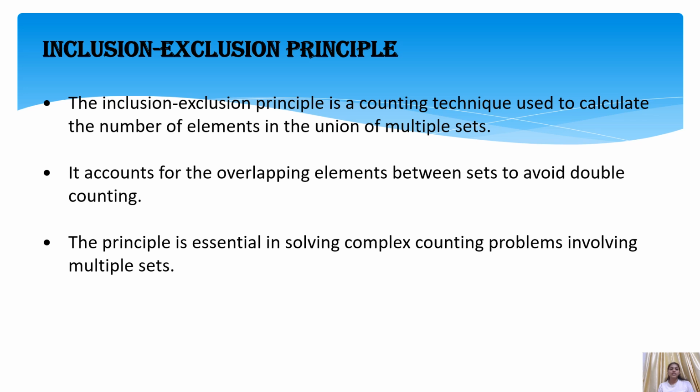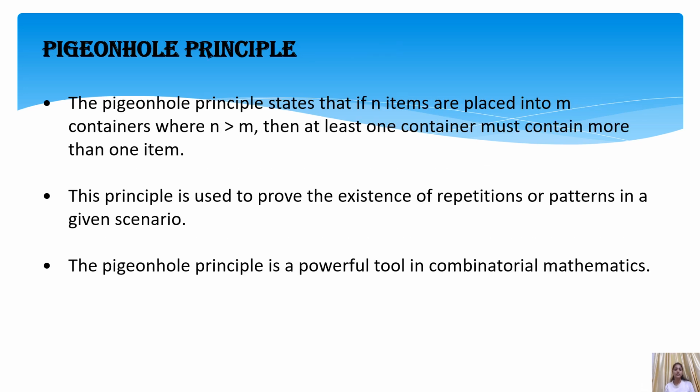Inclusion-exclusion principle. The inclusion-exclusion principle is a counting technique used to calculate the number of elements in the union of multiple sets. It accounts for the overlapping elements between the sets to avoid double counting. The principle is essential in solving complex counting problems involving multiple sets.